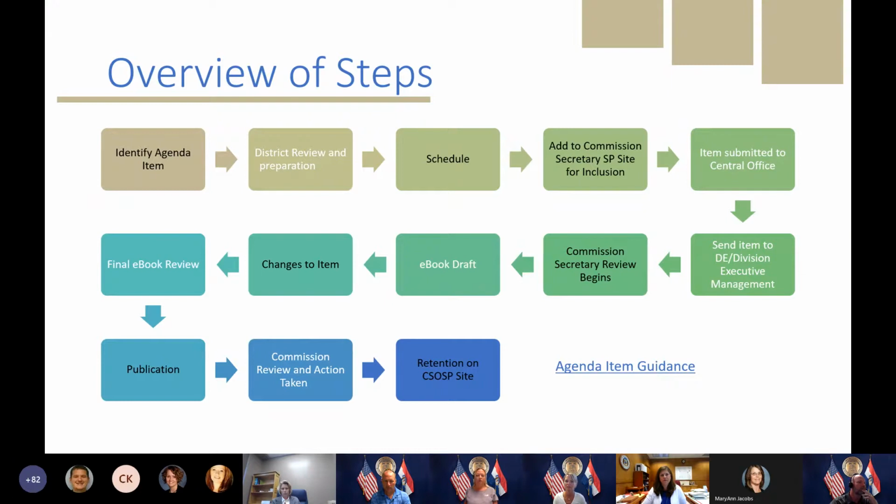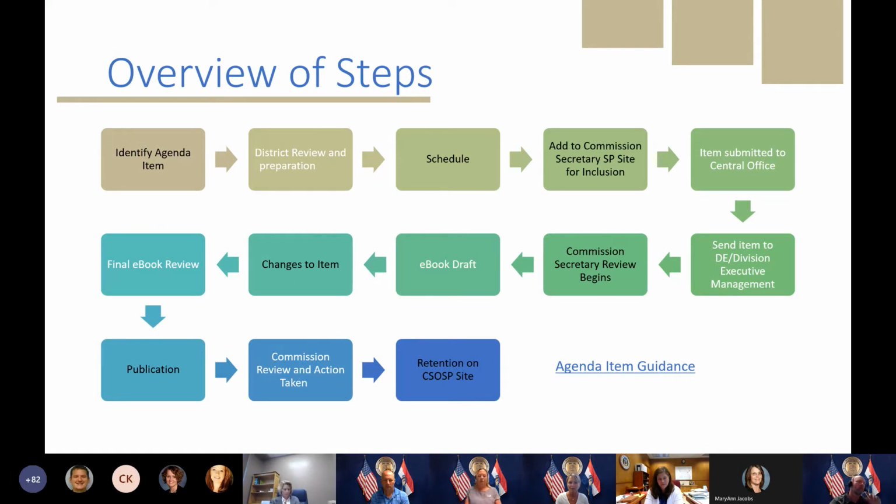This is an overview of the steps. There are multiple steps required for pre-commission review, and it is very important to follow each step in the process. The pre-commission review process includes a district or division having an agenda item, as was explained earlier. The agenda item is then prepared according to Commission Secretary directions. Step-by-step instructions are on the Commission Secretary's SharePoint site under the Policy and Procedure button. Links included on these slides will take you to those sections.